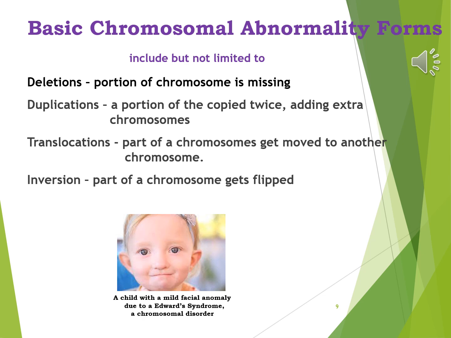Let's consider the basic chromosomal abnormality forms and then look at a few conditions in more detail. These abnormalities include, but aren't limited to, deletions, in which a portion of the chromosome is missing; duplications, in which a portion of the chromosome is copied twice, adding extra chromosomes; translocations, in which part or even a whole chromosome gets moved to another chromosome; or inversions, when part of a chromosome gets flipped. Of course, there are other ones, but we're going to focus on these.